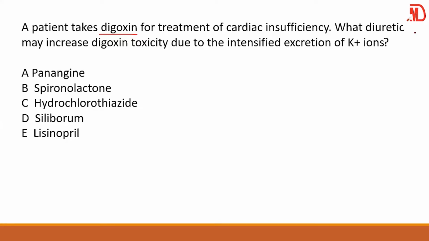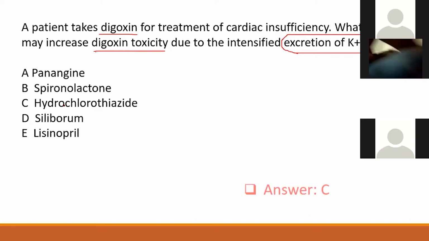Now the question is, what diuretic may increase the decoxin toxicity due to the intensified excretion of potassium? So we are looking for a diuretic that leads to increased excretion of what? Potassium. That is what the question is talking about. So you are definitely going for a thiazide diuretic. And the thiazide diuretic in this option is what? Hydrochlorothiazide.